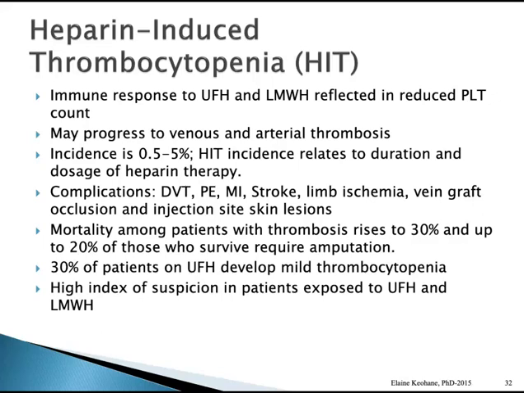Some complications of HIT are DVTs, pulmonary embolisms, myocardial infarctions, strokes, limb ischemia, vein graft occlusions, and injection site skin lesions. The mortality among patients with thrombosis rises to 30%, and up to 20% of those patients who survive require some type of amputation. 30% of patients on unfractionated heparin develop mild thrombocytopenia, and there is a high index of suspicion in patients that are exposed to unfractionated heparin and sometimes low molecular weight heparin.